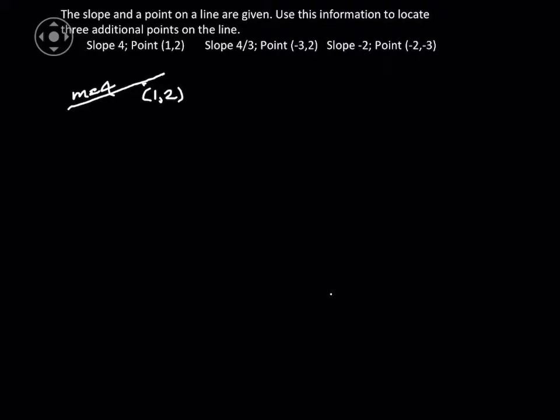I will explain two methods. First we will find the equation of this line. How do we find the equation? Use the point slope form: y minus y1 equals m times x minus x1. This is the point slope form of an equation of a line.